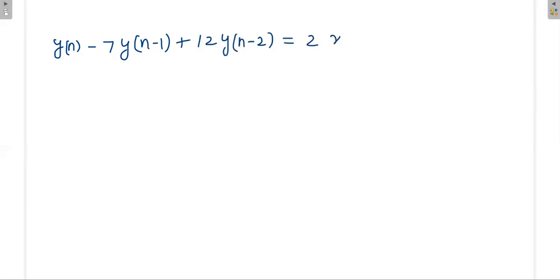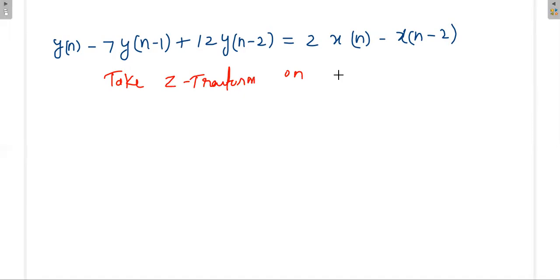So now y of n minus 7 y of n minus 1 plus 12 y of n minus 2 is equal to 2 x of n minus x of n minus 2. Now take the z transform on both sides.